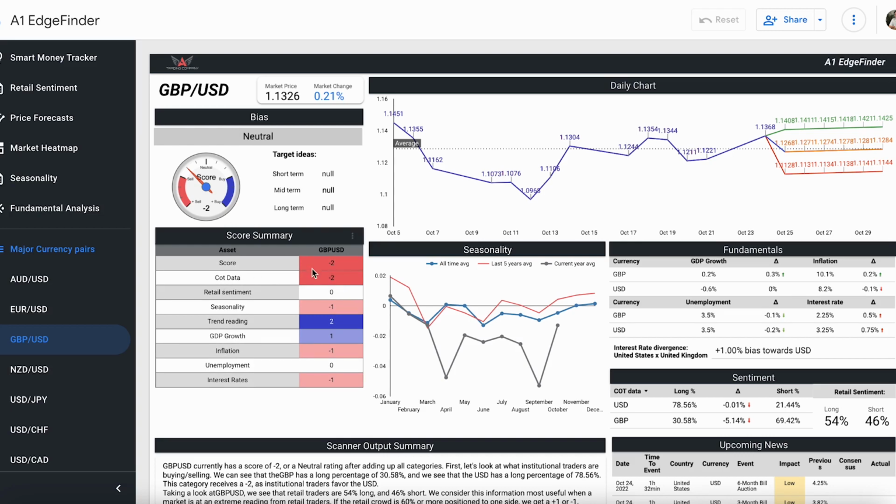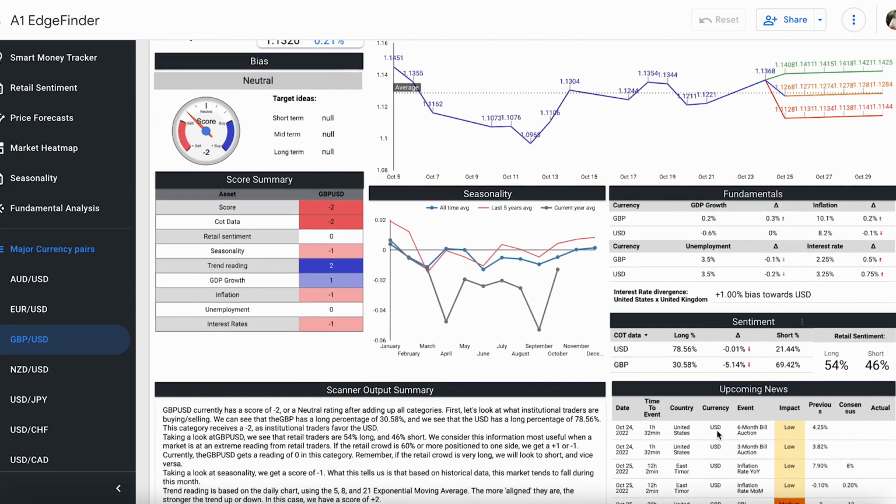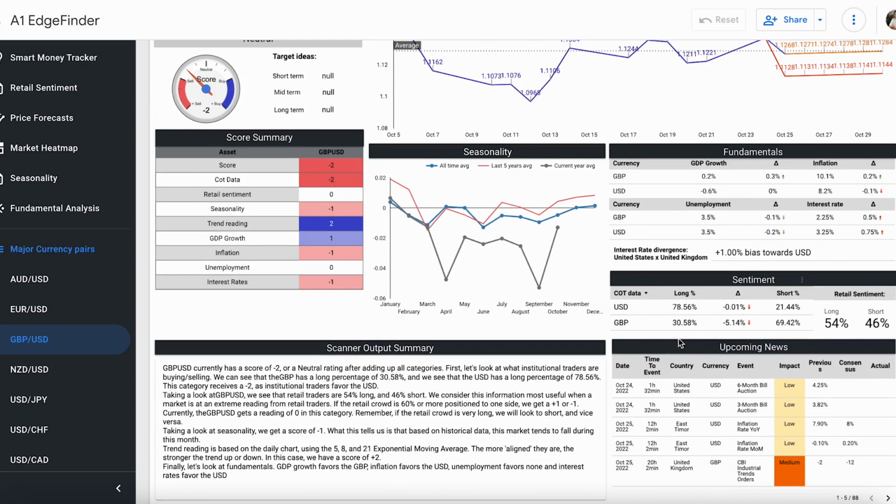COT data, score of -2 as well. So down here our COT data, US dollar sits at 78.56% long and 21.44% short. So institutional traders still, of course, very long on the dollar. The pound, however, 30.58% long and 69.42% short. So institutional traders agreeing they are selling the pound at the moment.